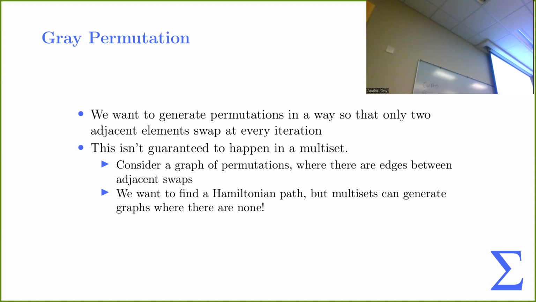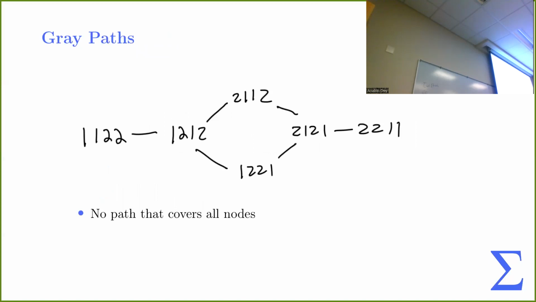We'll bring an example here soon, but consider a graph of all the permutations. There's a finite number of permutations. If you make a node for each permutation and then connect an edge between two permutations if they only differ by one adjacent swap, enumerating all permutations boils down to finding a Hamiltonian path within that graph, but multisets can generate graphs that do not have a Hamiltonian path. If I am given a multiset of 1, 1, 2, 2, these are all the permutations of 1, 1, 2, 2, and because we have this weird cycle that only has one entrance and one exit, there's no Hamiltonian path that covers all permutations. So we aren't able to generate a Gray sequence of permutations without handling some special case.